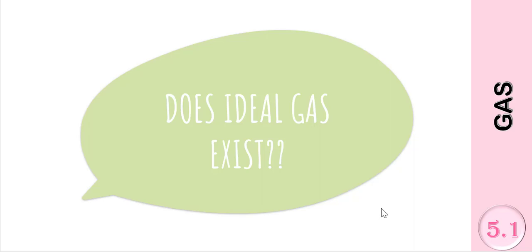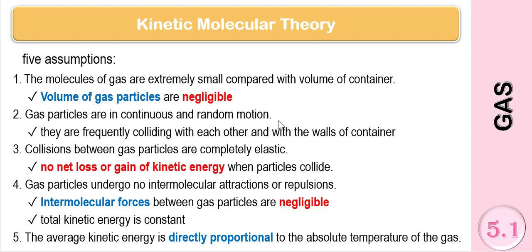We talk about an ideal gas a lot at the beginning of the chapter, but does ideal gas really exist? Actually, an ideal gas is a hypothetical gas that obeys the gas law and the kinetic molecular theory. The kinetic molecular theory states the following. First, the volume of the gas is negligible. This is because the molecules of the gas, the particles of the gas, are extremely small compared to the volume of the container. Second, the gas particles are frequently colliding with each other and also with the walls of the container.